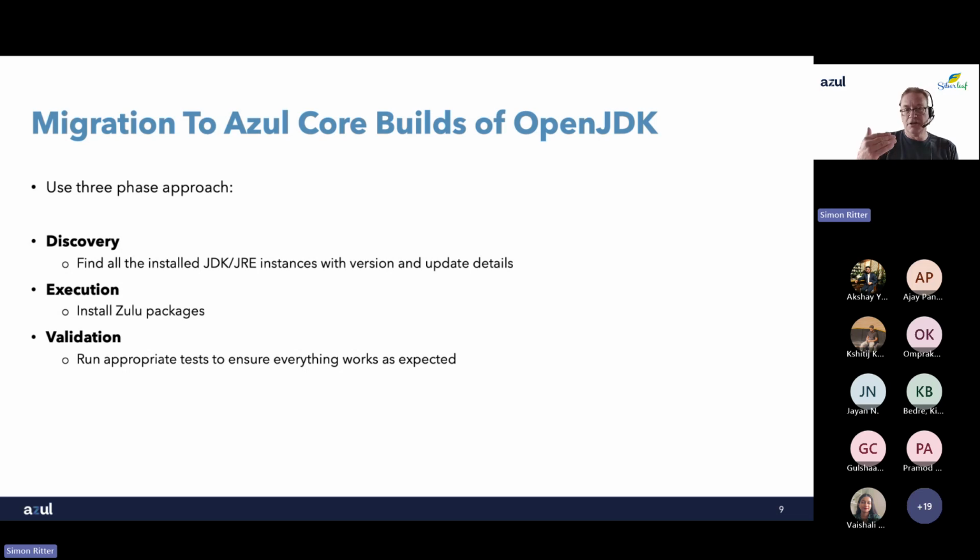Three-phase approach. The first is discovery, and that's simply trying to find all the places where you've installed Java, which versions of Java you've got, and even which updates you've got. Often, this can be the largest part of the migration process. Just finding where you're using Java.